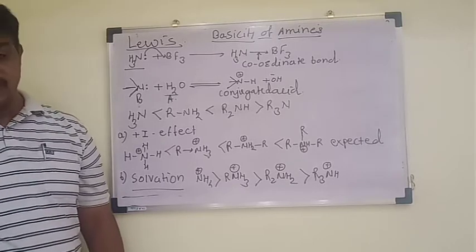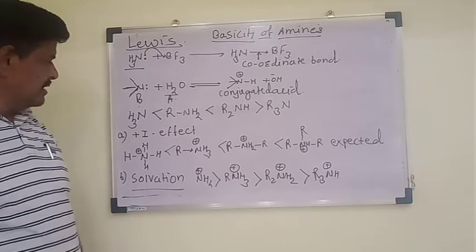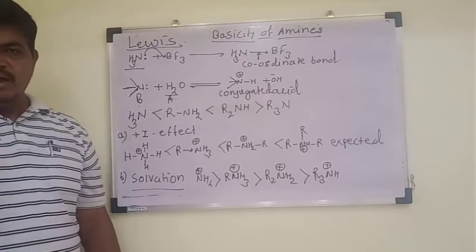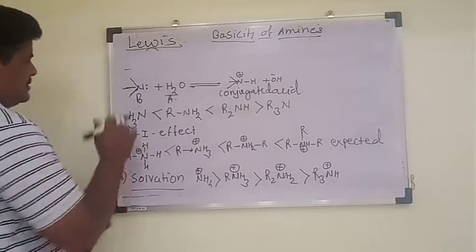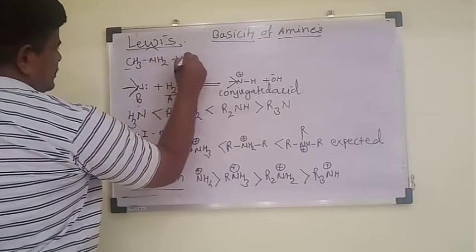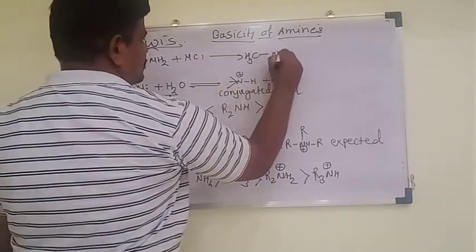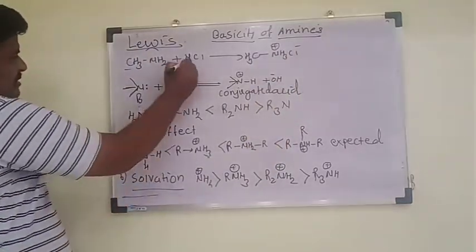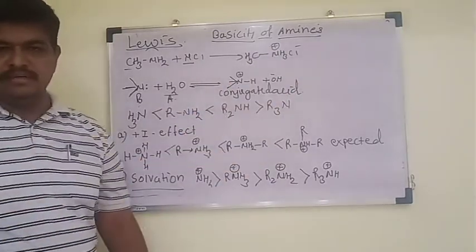So you have to remember why amines are basic in nature and give any suitable example. Then we can consider any suitable example, like instead of ammonia, if you take CH3NH2, when it combines with HCl, it gives CH3NH3+Cl-. So it abstracts one hydrogen and forms the corresponding conjugate acid.